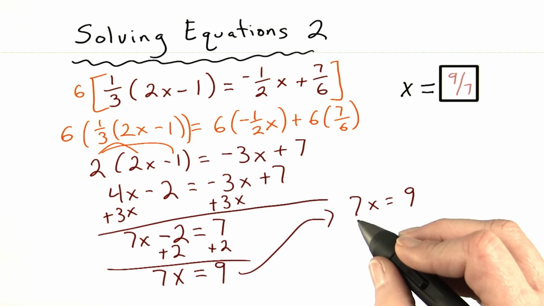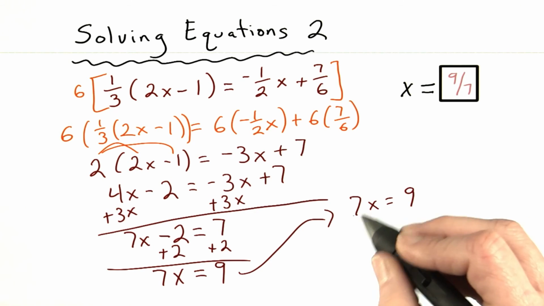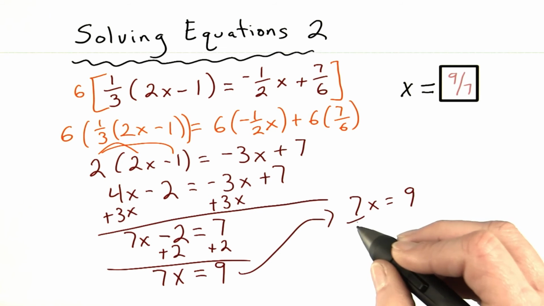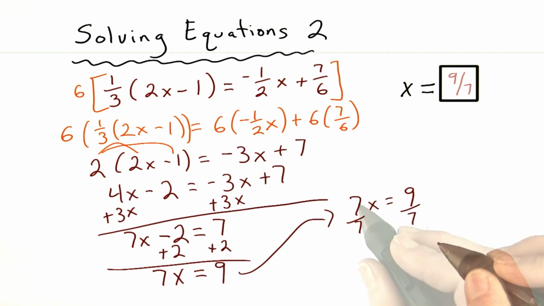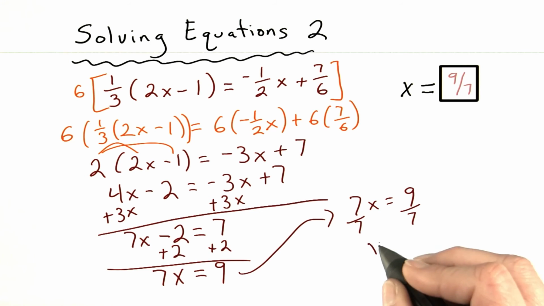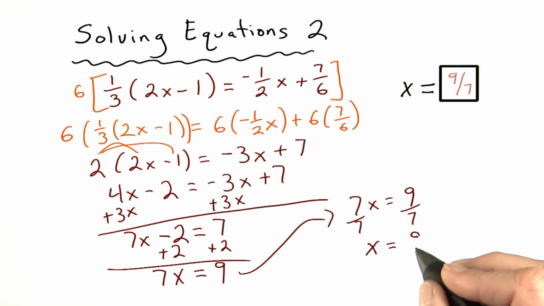The last step is to divide both sides of the equation through by the coefficient of the variable. The coefficient of the variable is 7, so I divide both sides by 7. 7/7 is 1, so I have x equals 9/7.